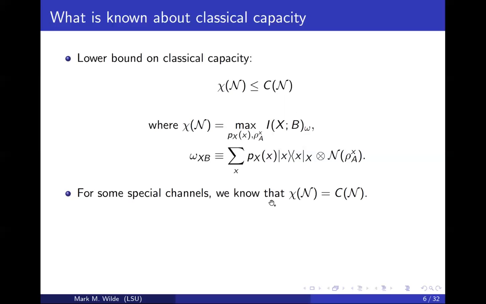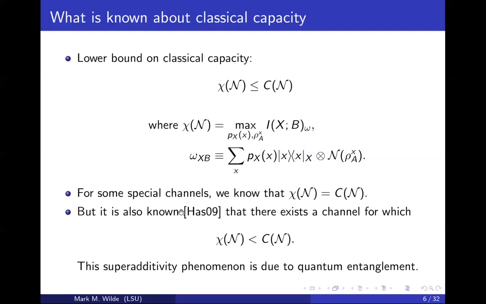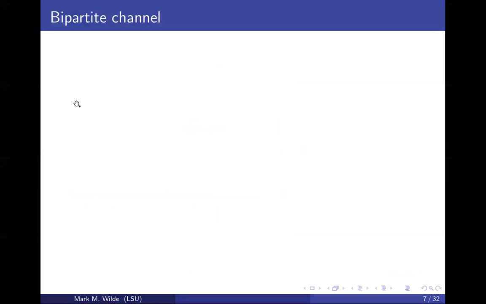Okay, for certain channels, we know that the Holevo information is equal to the classical capacity. So that's a nice result. There's a collection of these channels. A famous example is entanglement breaking channels. Peter Shor showed that. Okay, but a breakthrough result, it's now over a decade old, but it was a breakthrough at the time, is that in principle, there exists a channel for which there's a strict separation between the Holevo information and the classical capacity. So that tells you that in general, this Holevo information is not equal to the classical capacity.